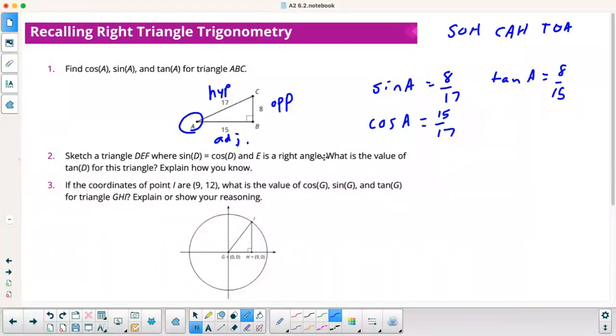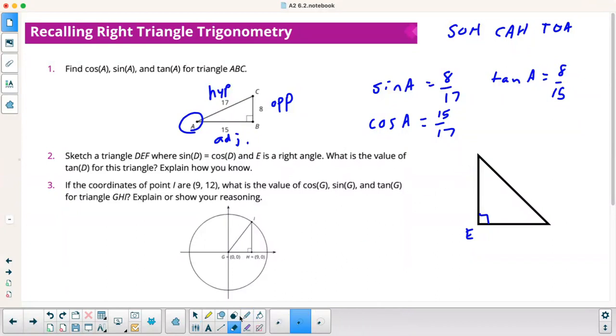Sketch a triangle DEF where sine of D equals cosine of D and E is a right angle. What's the value of tangent D for this triangle? So I think it's going to have to be like a right triangle like that. So I'll put my E here at the 90. Let's call one of these D and one of these F.